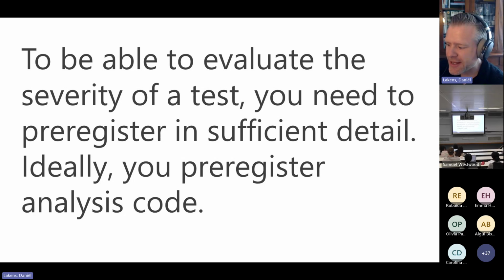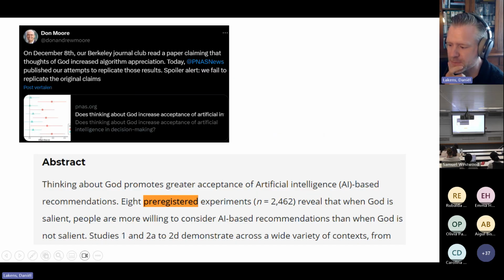Now, yesterday I was browsing Twitter, and I saw this post by Don Moore, and he says, yeah, our journal club read a paper. There were 8 studies in the original paper. They tried to replicate 5 of those studies, and basically they just failed to replicate these original claims. Below is the abstract of the original paper published in PNAS.